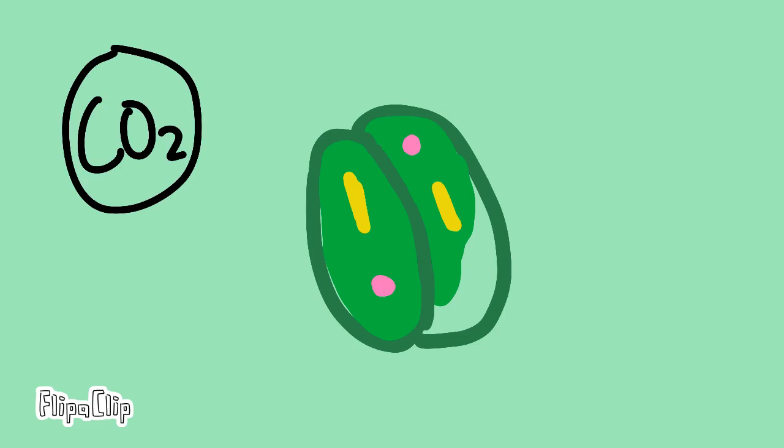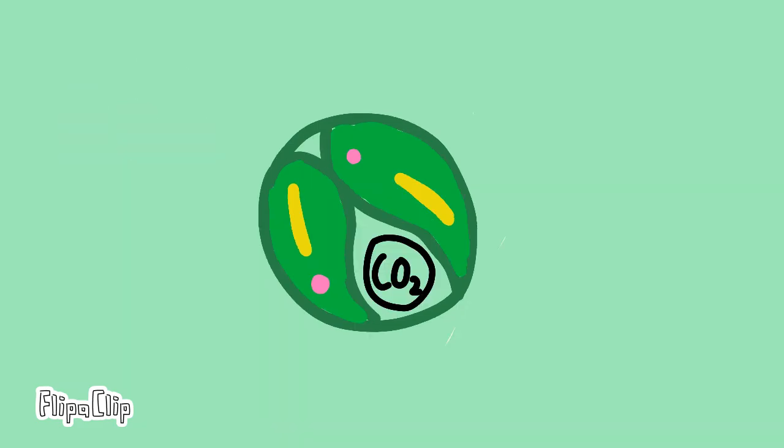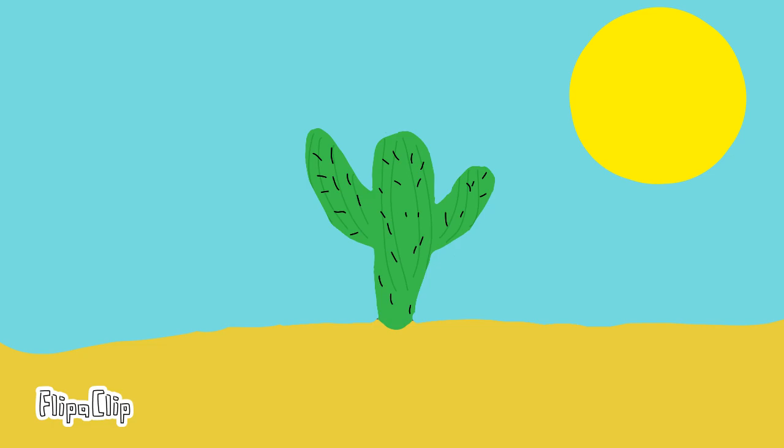CAM plants normally take in CO2 and they produce acid. You can find this stored in the vacuoles. During the day, the stomata will remain closed. Overnight, acid turns back to CO2 and they will make glucose like regular photosynthesis.